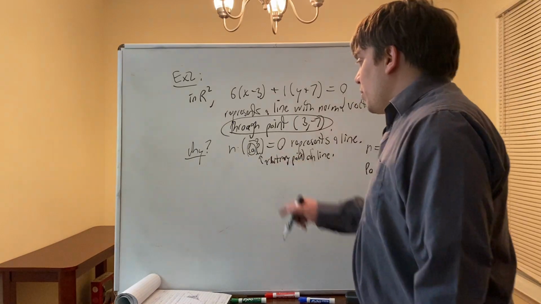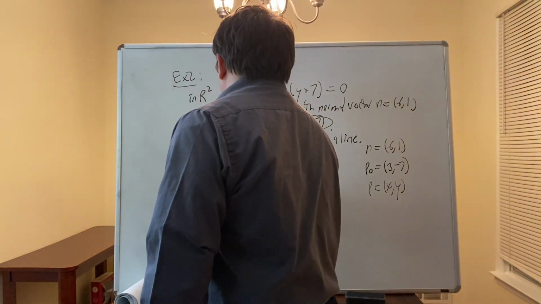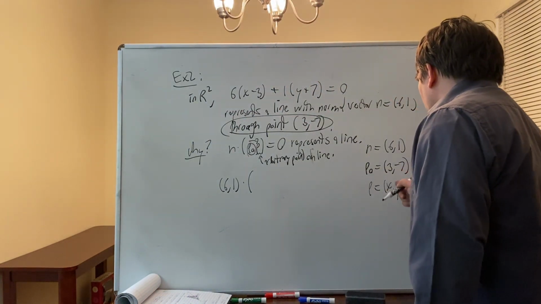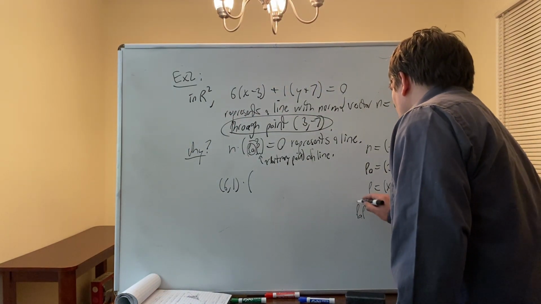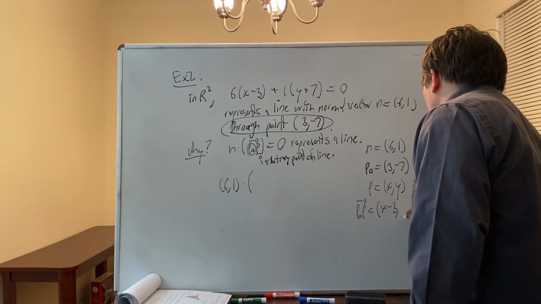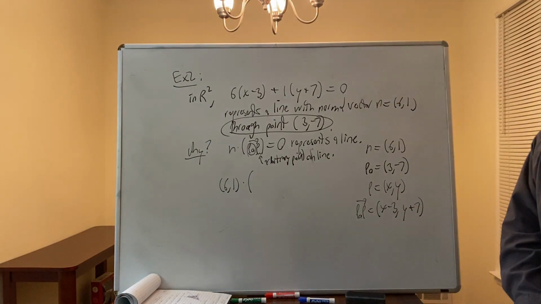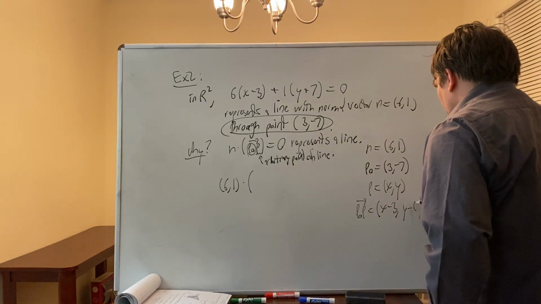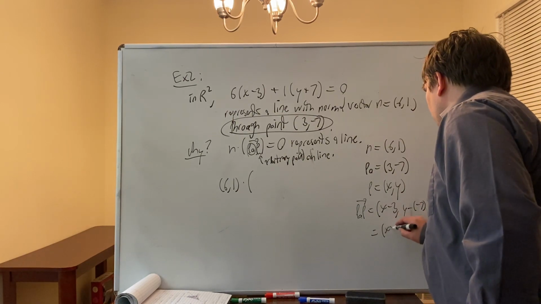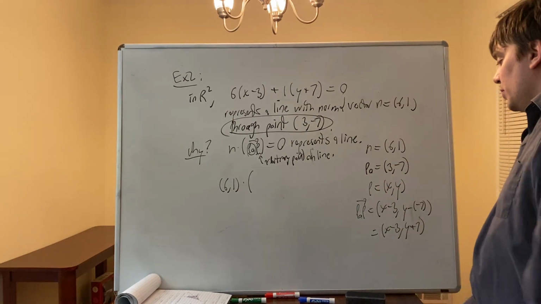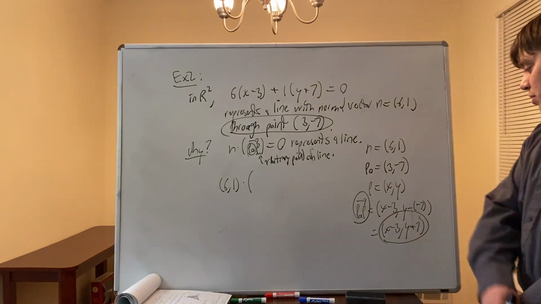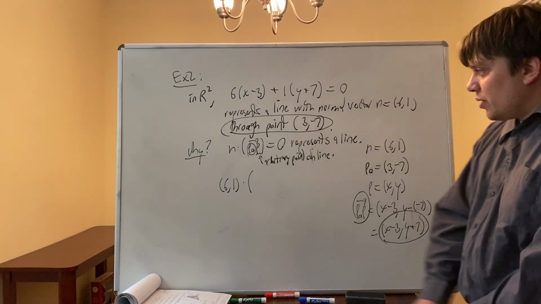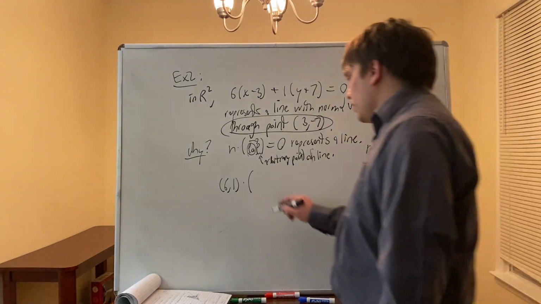So n dotted with p naught p equals 0 translates to taking the vector 6 comma 1, which is the normal, dotting it with p naught p. If p naught is 3 comma negative 7 and p is x comma y, then the vector p naught p is equal to x minus 3 comma y minus negative 7, which is x minus 3 comma y plus 7. So the vector p naught p is x minus 3 comma y plus 7.